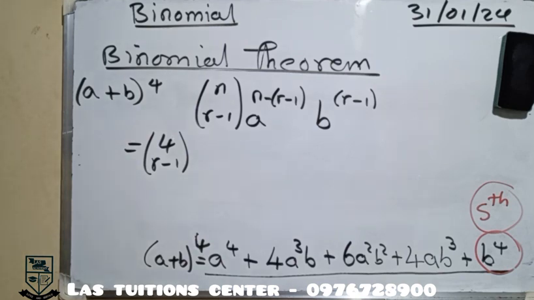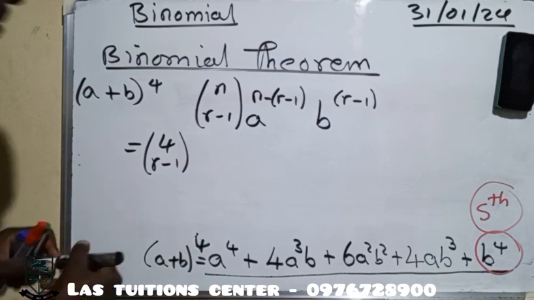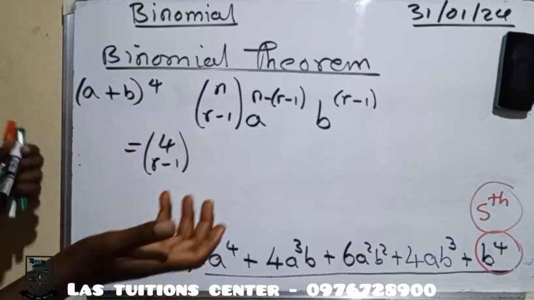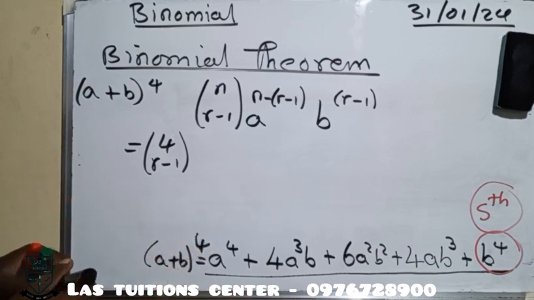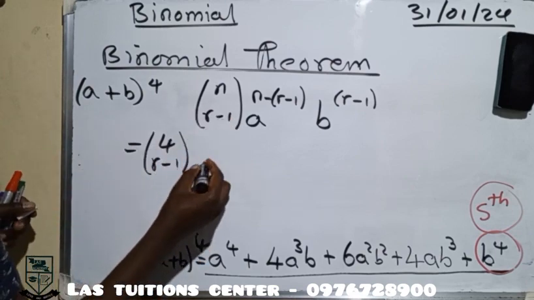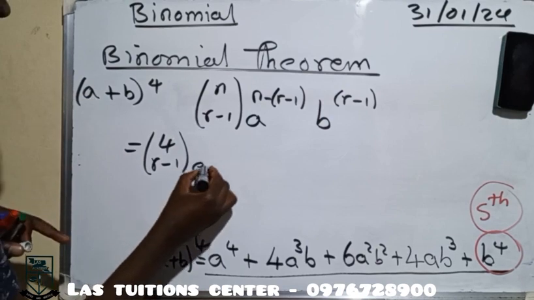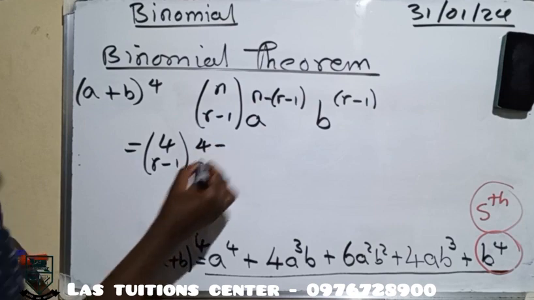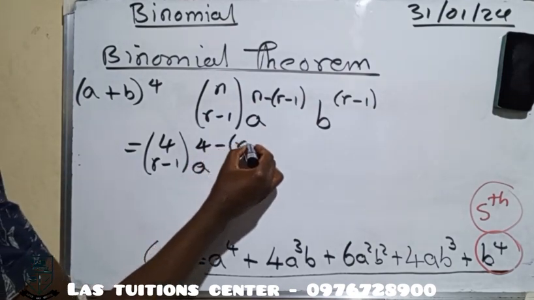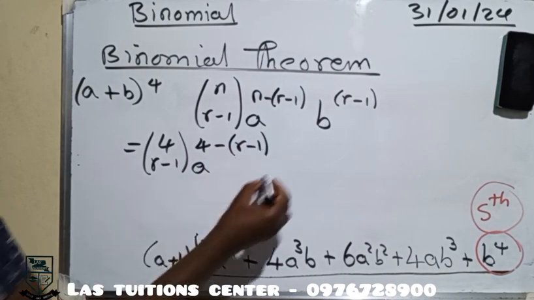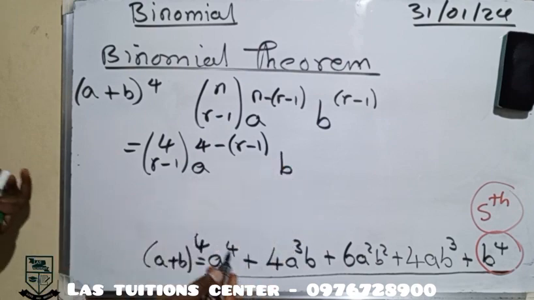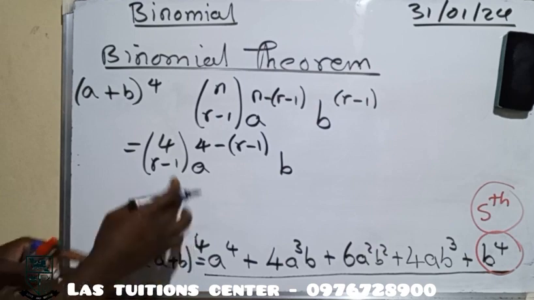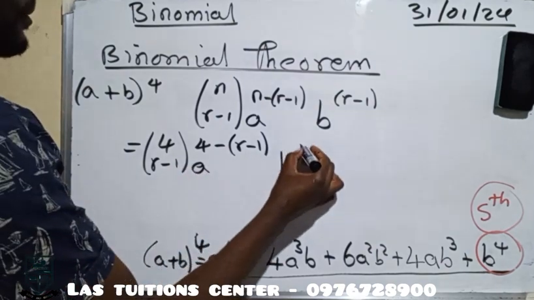Okay, so let's continue. So the n is 4, r minus 1. We assume we don't know the r, which is the term, so we leave it there. Then the a, we know it's the a there. Then the n here is 4, so we have 4 minus r minus 1. Then the b is the same b. Sometimes the a here will be x, the b there will be y. You need to replace them here. So we have r minus 1 there.